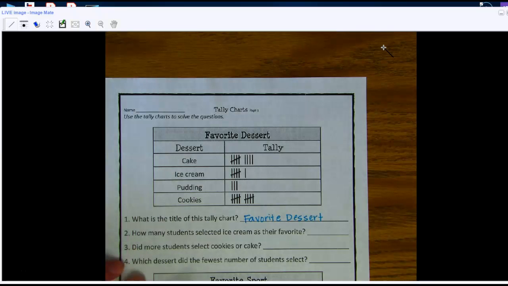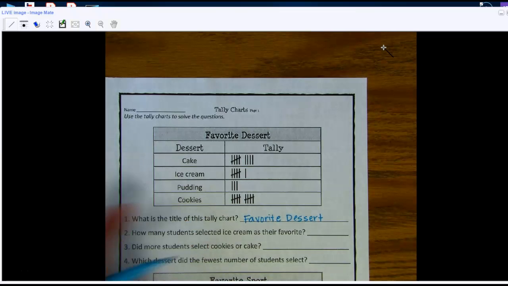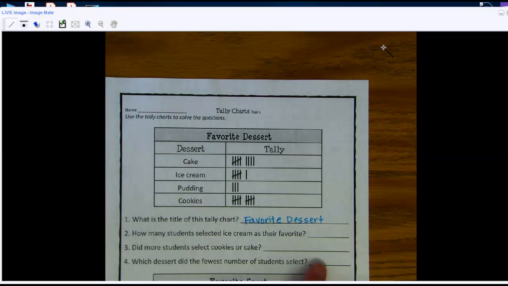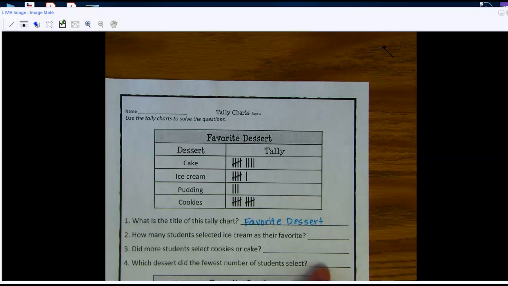Number 4, which dessert did the fewest number of students select? So which cake, ice cream, pudding, or cookies? Which one had the fewest or smallest or least number of votes? Write the word. Fewest means the least or smallest. Which one had the lowest number? That's what fewest means. Write cake, ice cream, pudding, or cookies.